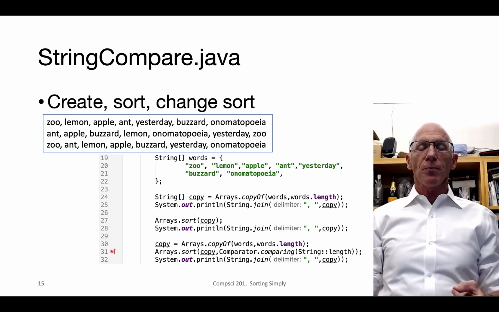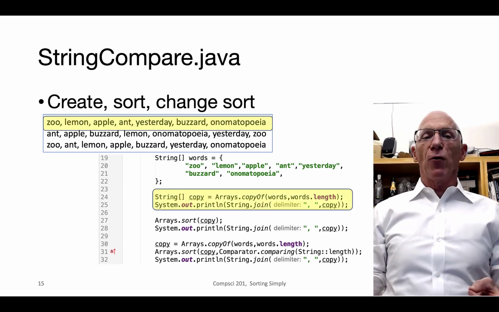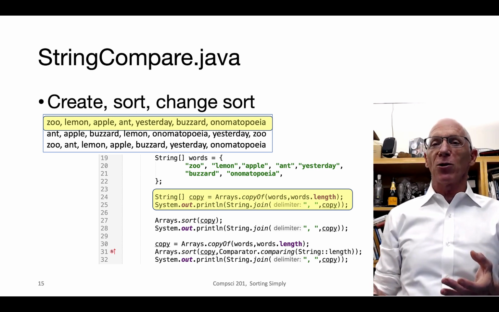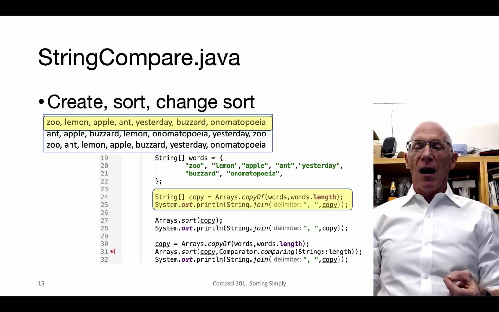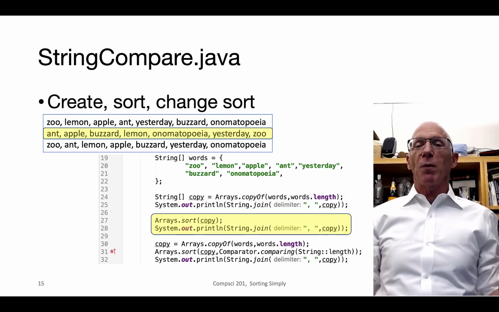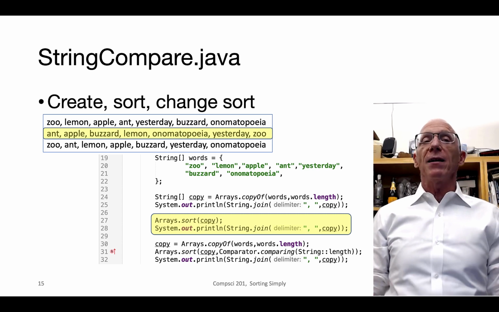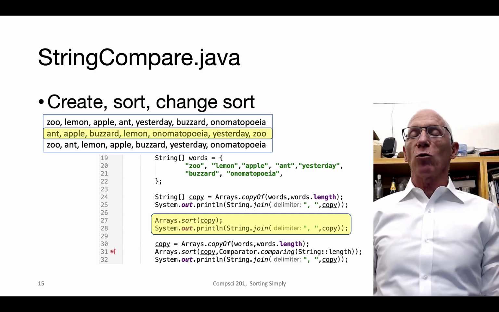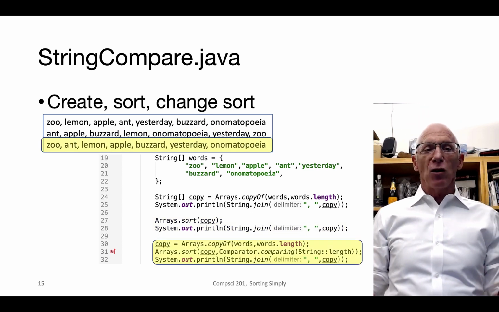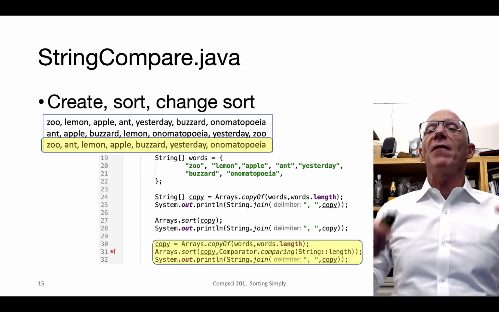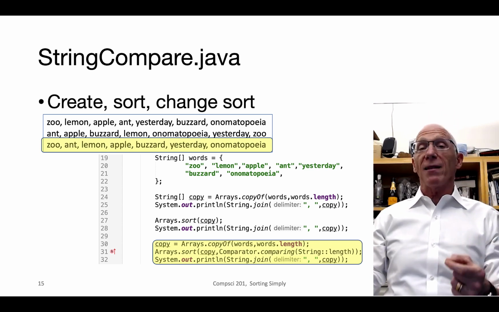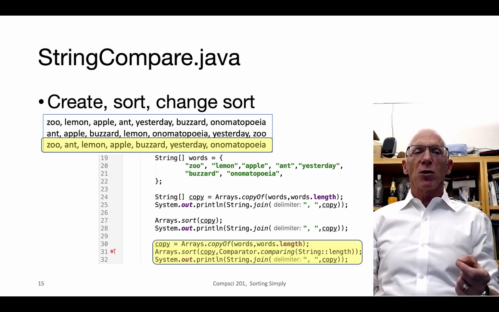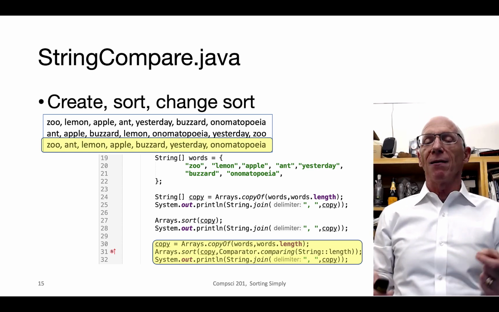Here's an example. I'm going to have an array of strings, and first I just make a copy and print it. And you can see I have zoo, lemon, apple, ant, yesterday, buzzard, onomatopoeia. If I sort that array, and that just sorts by the natural ordering, and then print it, I get ant, apple, buzzard, lemon, onomatopoeia, yesterday, and zoo, because the natural order is alphabetical. If I sort it by using Comparator.comparing and then provide a method, String::length, that's a method of the String class, now it sorts by length. So I get zoo, ant, lemon, apple, buzzard, yesterday, and onomatopoeia, because I'm sorting by the lengths of the string.